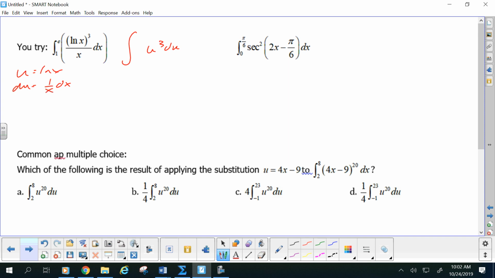Okay, so when x is 1, u is log of 1, which is 0. And when x is e, u is log of e, which is 1. So if you change your integral to that, you're on the right track. Keep going. It's really easy from there. That's not your answer so far. Stop and fix.